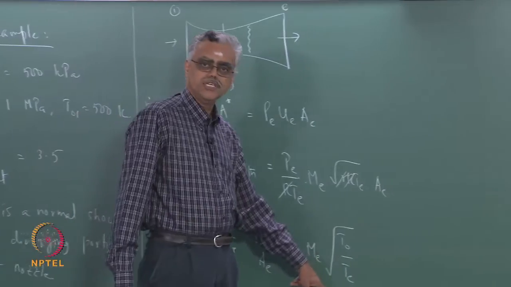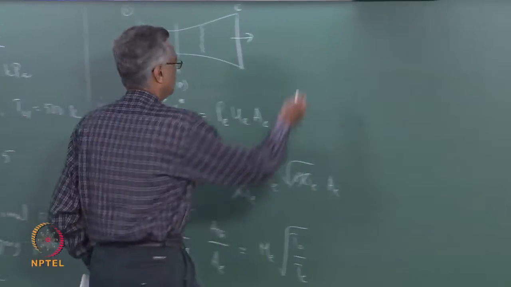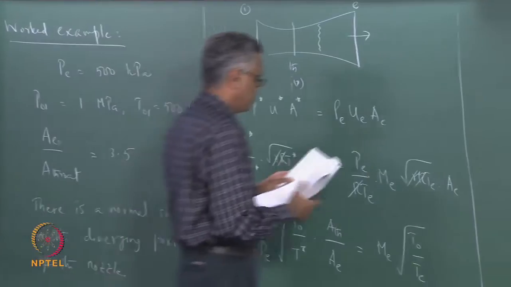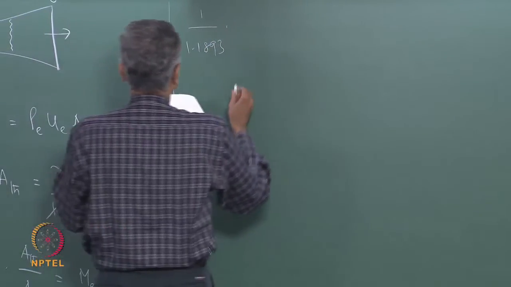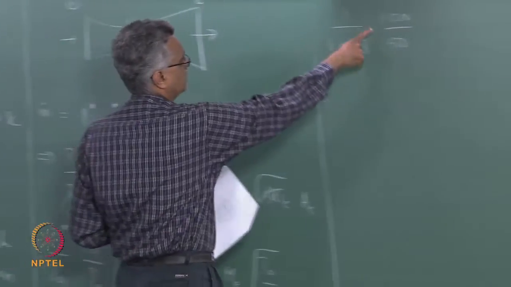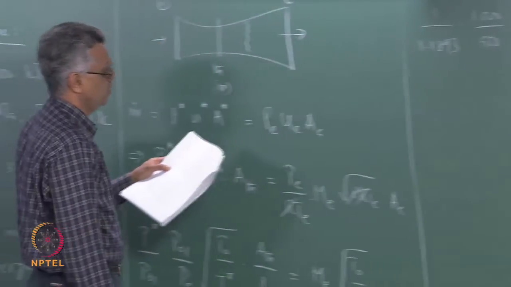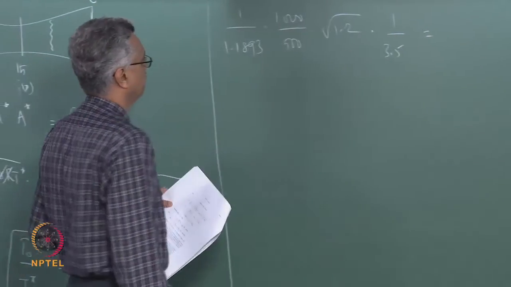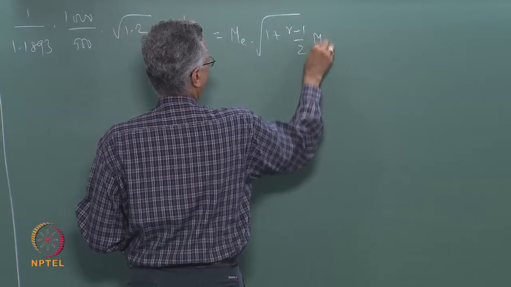Now T0 over TE I can write in terms of the Mach number at exit, so that means I am left with only one unknown, correct. So let us go ahead and do that and see what we get. So P star over P01 from the tables comes out to be 1 over 1.893, and P01 over P exit can be written as 1 megapascal, which is 1000 kilopascal, divided by 500, and this is square root of 1.2, because it is gamma plus 1 over 2 times, we are also given that A exit over A throat is 3.5, so this is 1 over 3.5, and this can be written as M exit times square root of 1 plus gamma minus 1 over 2 times M exit square.